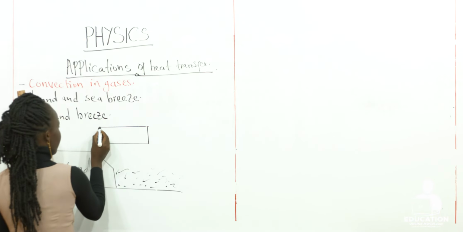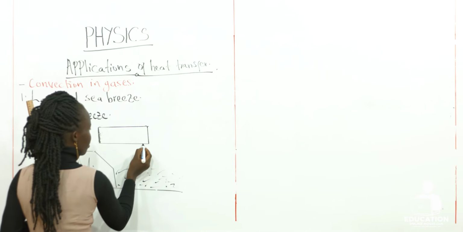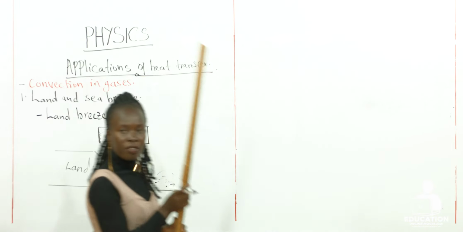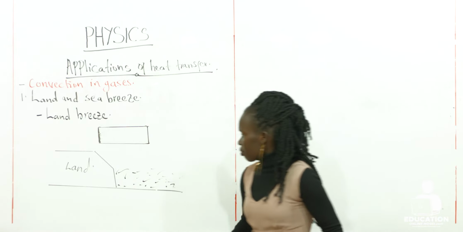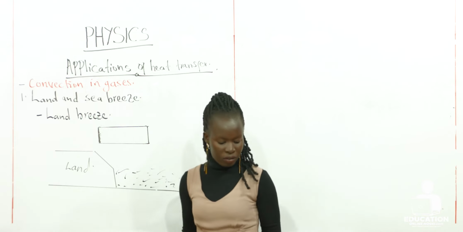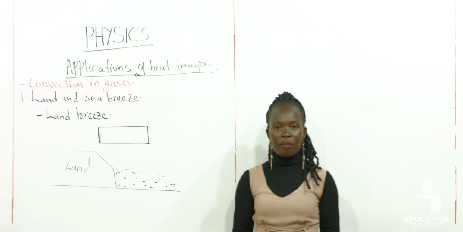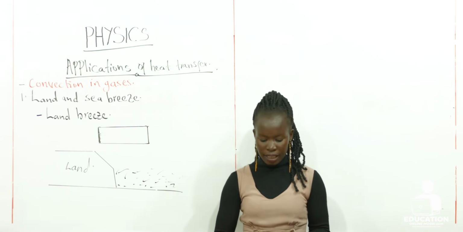Let's have something like that. This one is just to show us the movement of the air currents between the land and the sea. So you'll see that, at what time does this land breeze occur? Land breeze always occurs during the night hours.